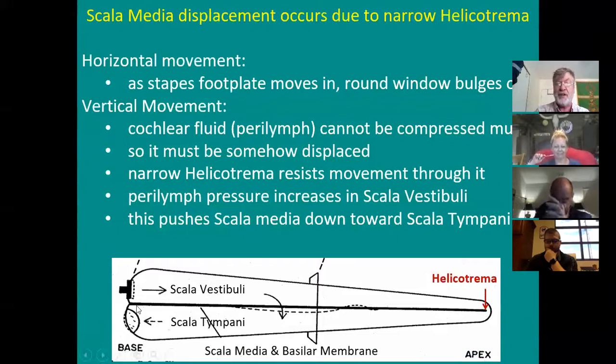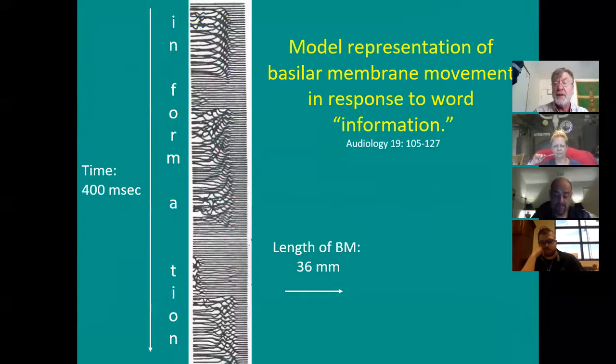So here's the pushing in of the oval window. The fluid gets squeezed around, and therefore you've got a buildup of pressure. So the indent may take place anywhere along the basilar membrane, and that indentation is the cochlear traveling wave.